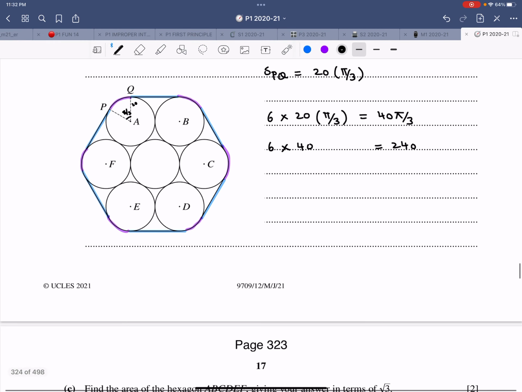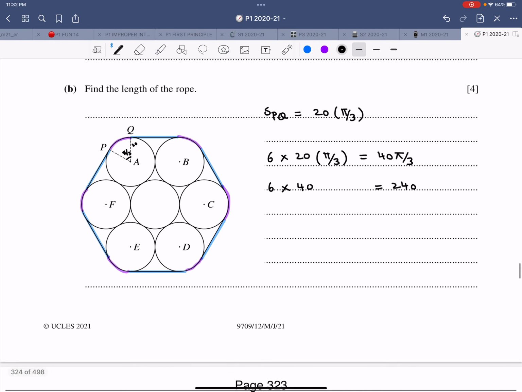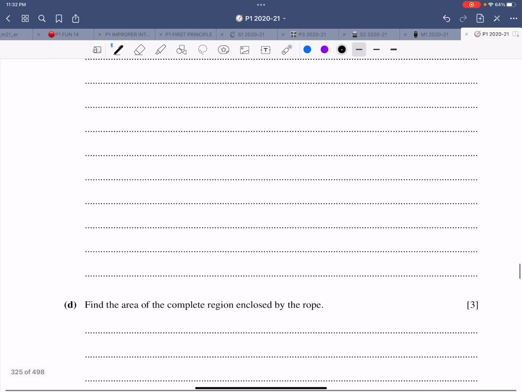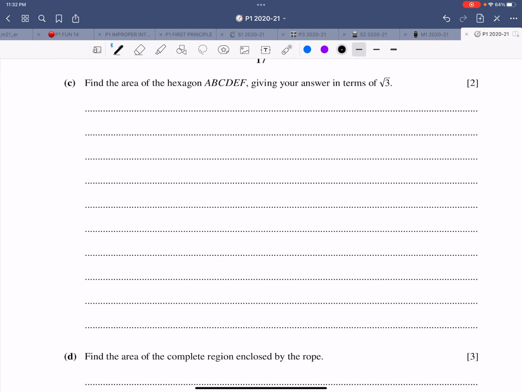It does not say exact, it does not say decimal, so it would serve the purpose. The length of the rope is 240 plus 40 pi by 3. That is the answer for this particular part. Now what else is it asking for? Find the area of the hexagon.